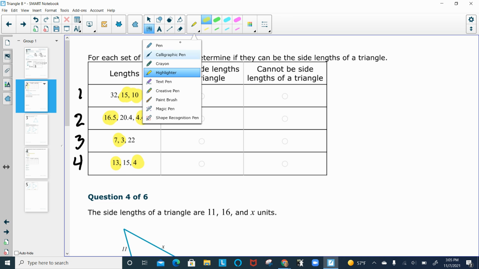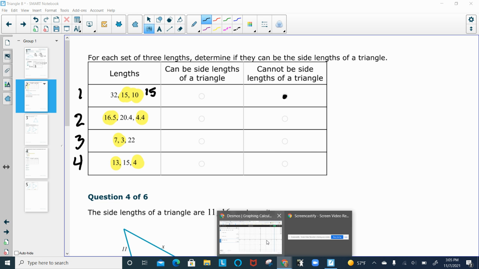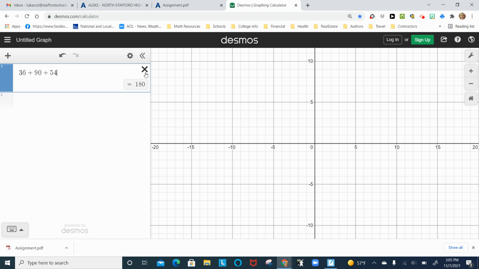And then you need to add them up. So 5 plus 10 is 15. Is that bigger than the third side? Now 15 is not bigger than 32. So I would click on the cannot be side lengths of a triangle button. Over here, we'll have 16.5 plus 4.4. And again, if you don't like adding that up in your head, just jump over here to the Desmos calculator and add it up. 16.5 plus 4.4 is 20.9.